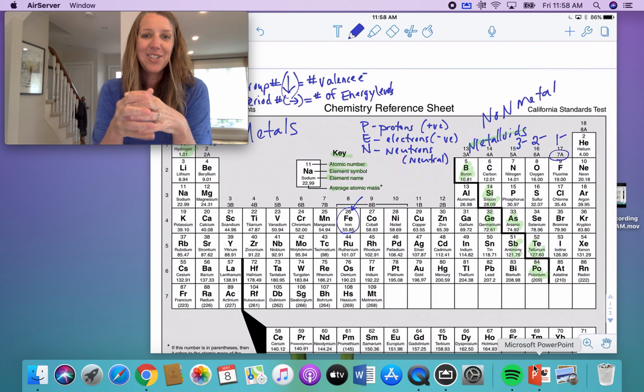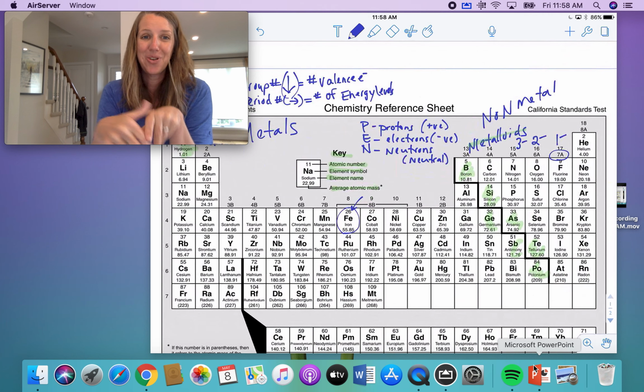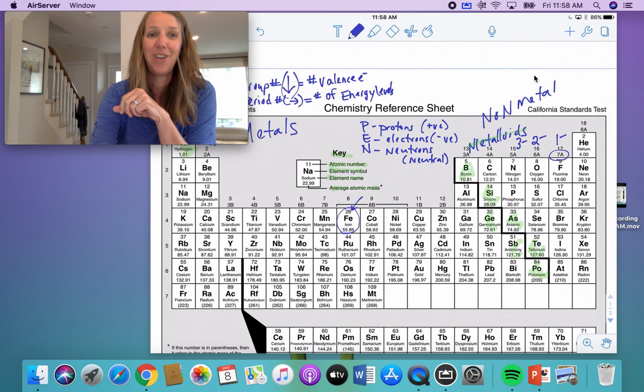I know that was a lot for this module, but again, hopefully most of it is review. And so we'll see you next time. We're going to do Bohr-Rutherford diagrams and look at the difference between atoms and ions.